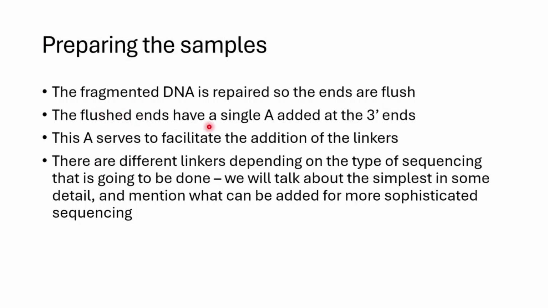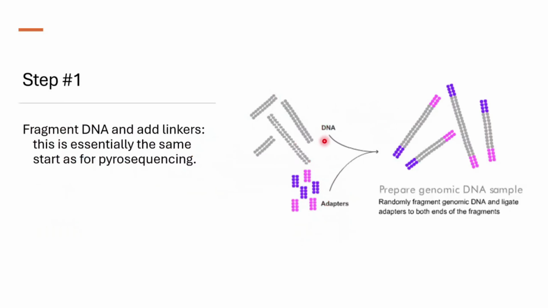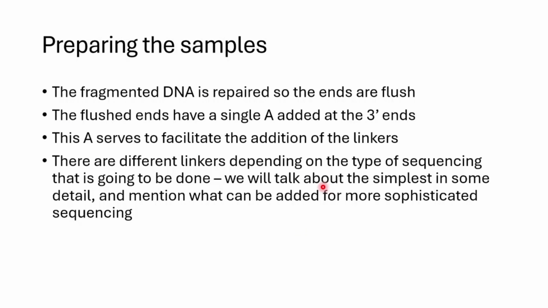And then after that, you will be doing an adenylation step where you're adding a single A at the 3' ends. And this single A will be useful to add these adapters, okay? Because these adapters will recognize that A and bind to it. So you can imagine these adapters as missing one nucleotide, which is basically the T that will bind to the A. So this is what I said here.